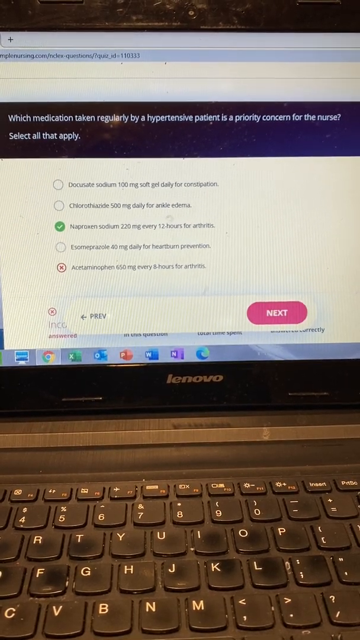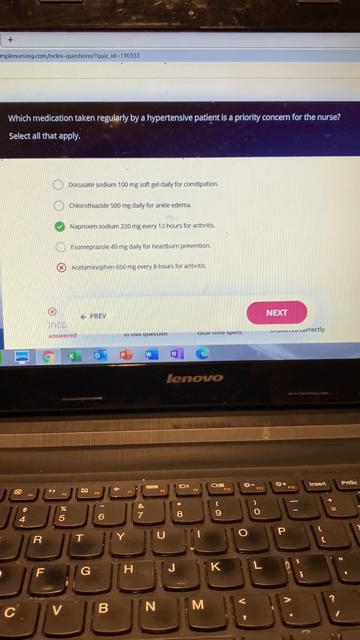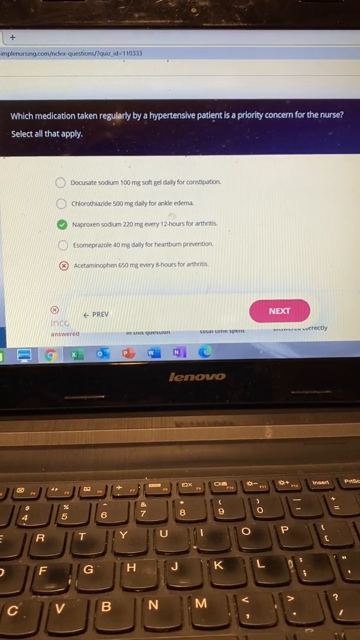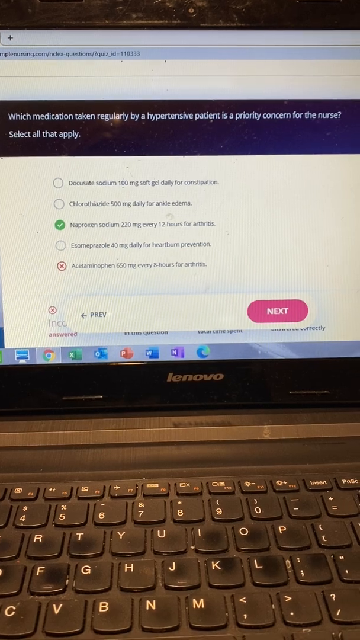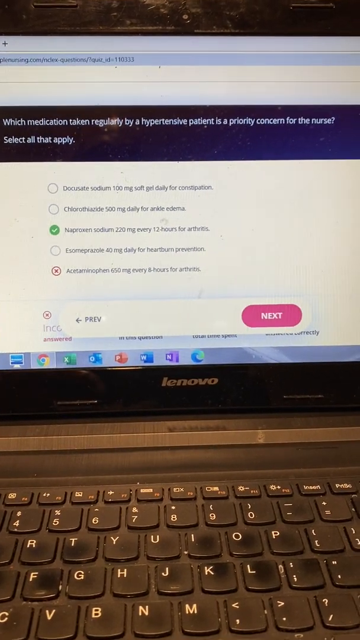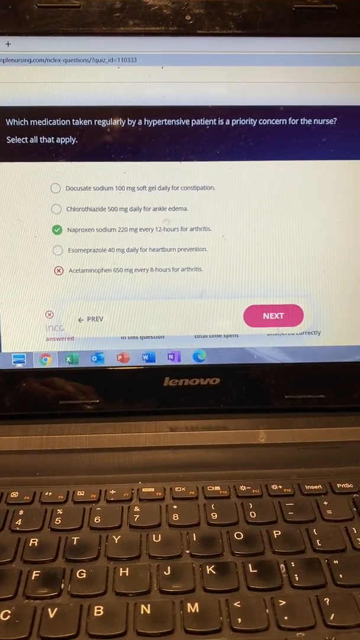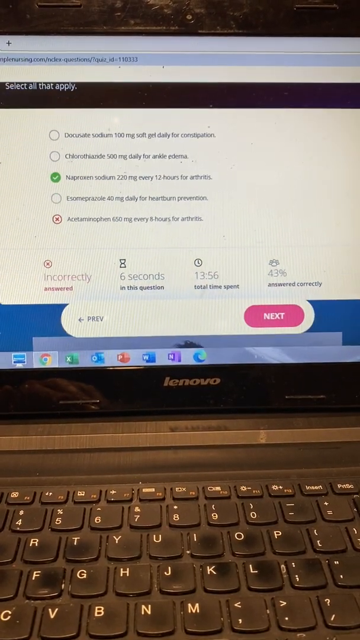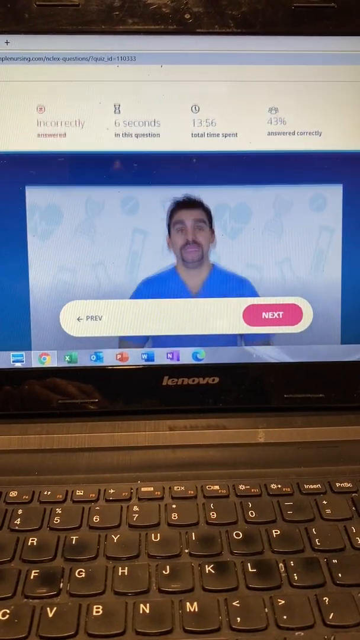Now, option 4 and 5 are both incorrect here. Daily PPIs for heartburn, that's okay. And option 5, acetaminophen for arthritic pain, that's okay too. So it's actually preferred to give acetaminophen over NSAIDs in most cases when the liver is not involved. Okay, that wraps it up.